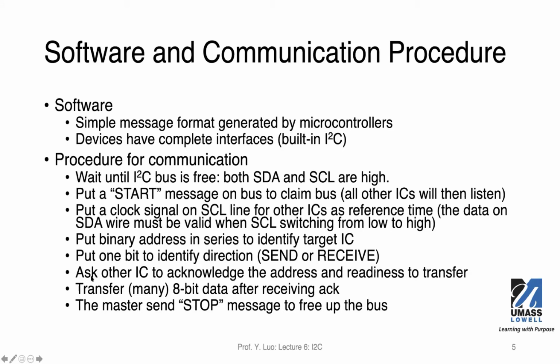And then after that, the master will require other ICs to acknowledge the address and the readiness to transfer. And after that, the actual transfer happens. This can be 8-bit data after receiving ACK. And when we see 8-bit data, this data can be interpreted by the slave as addresses, if that's the case. If the slave IC is trying to look into some of its own internal registers, then it has to use some address.